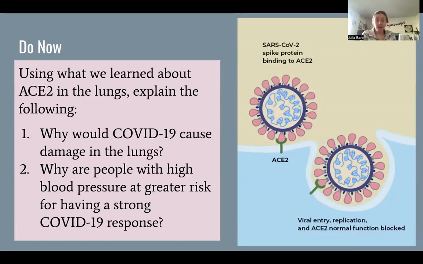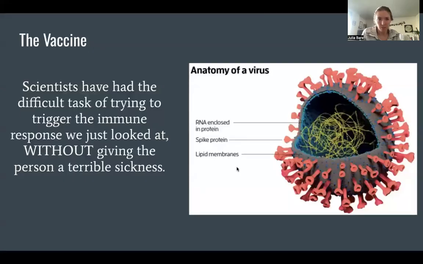Well, I'm hoping if you did answer those questions, you were able to consider that COVID-19 causes damage to the lungs because it is effectively reinforcing a cell death pathway. So go back to that diagram we drew in our notes and consider how COVID-19 causes increased cell death, specifically in the lungs. And additionally, people with high blood pressure are at greater risk for having a strong COVID-19 response because COVID-19 increases your blood pressure already. And so you basically get an additional symptom on top of your previous symptoms.